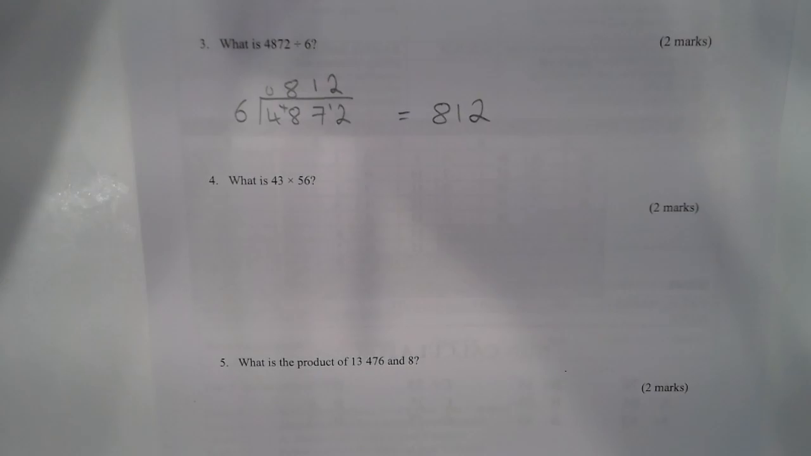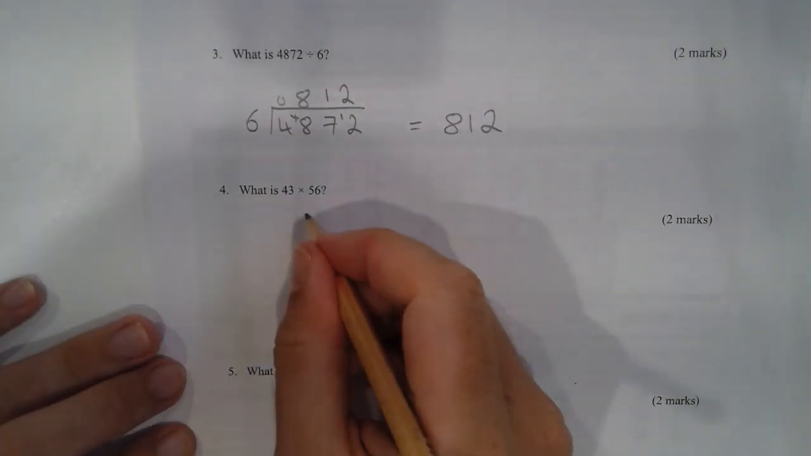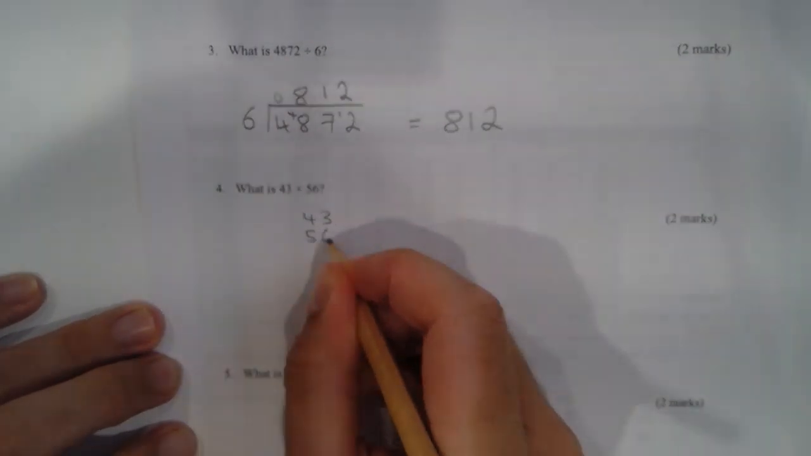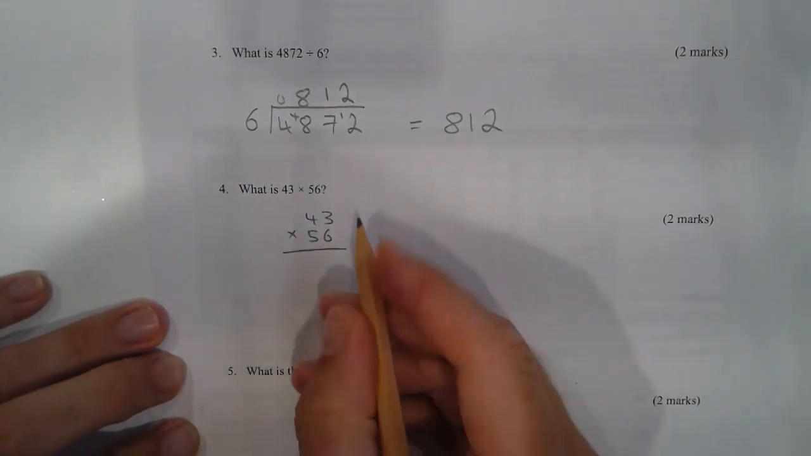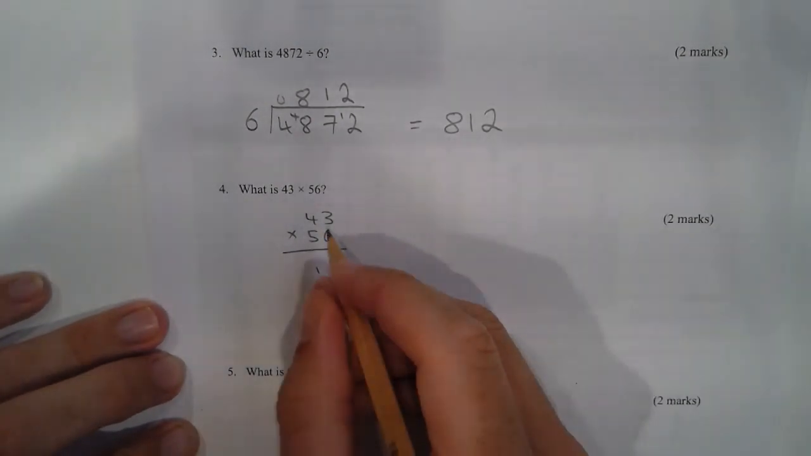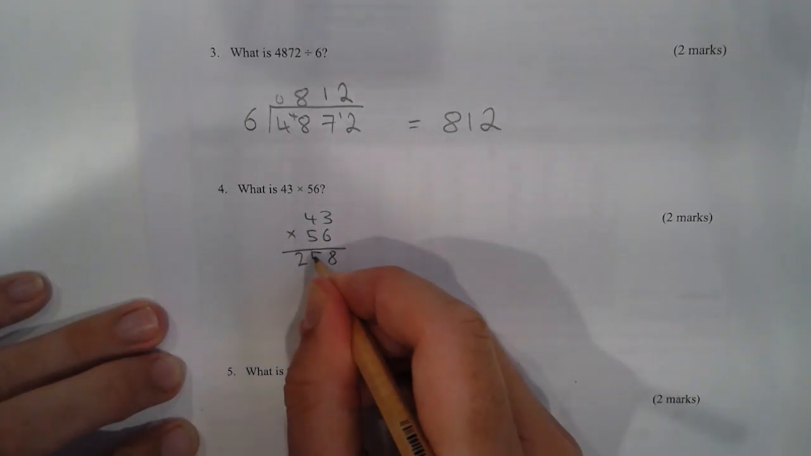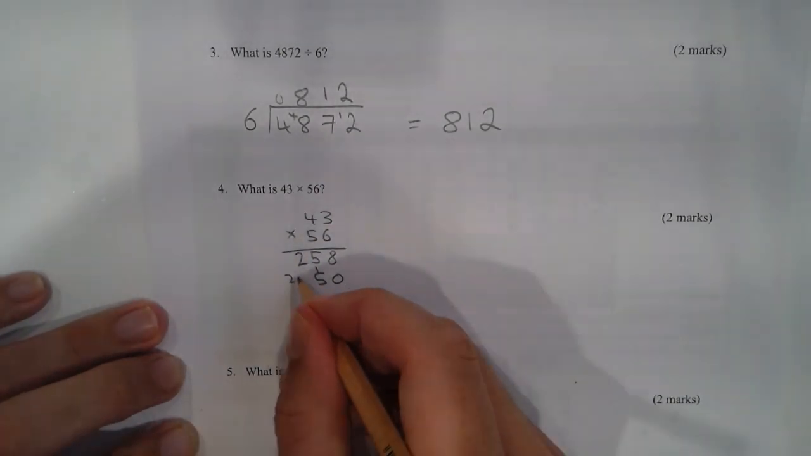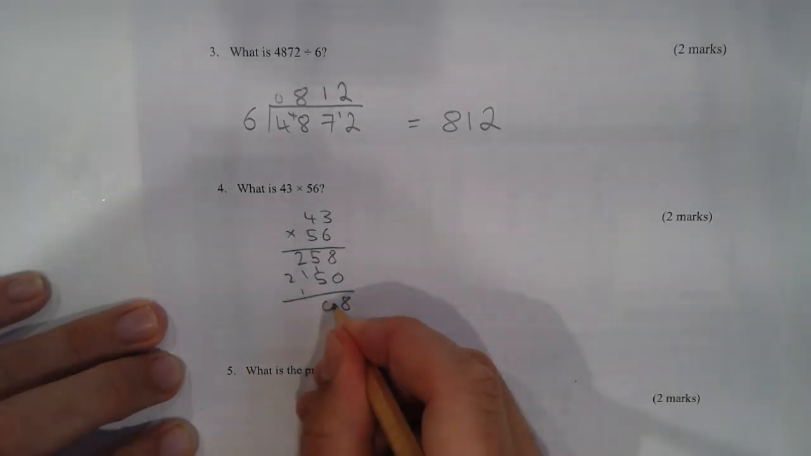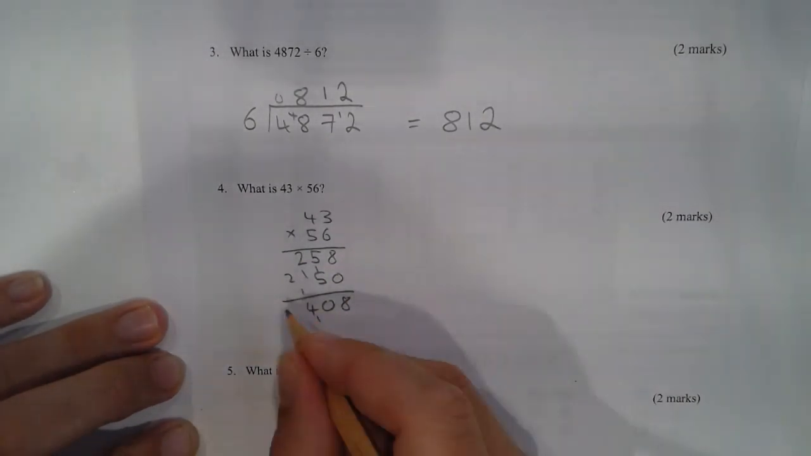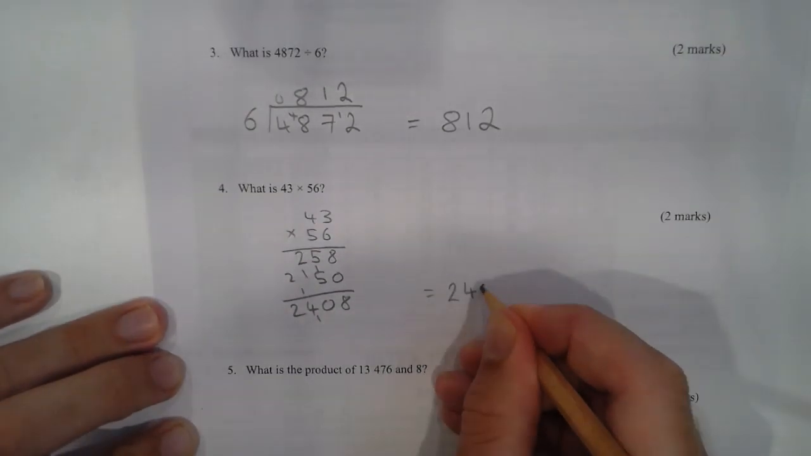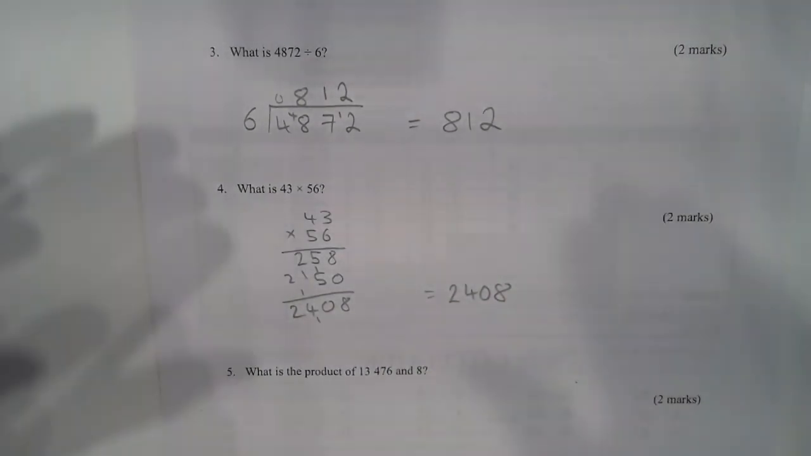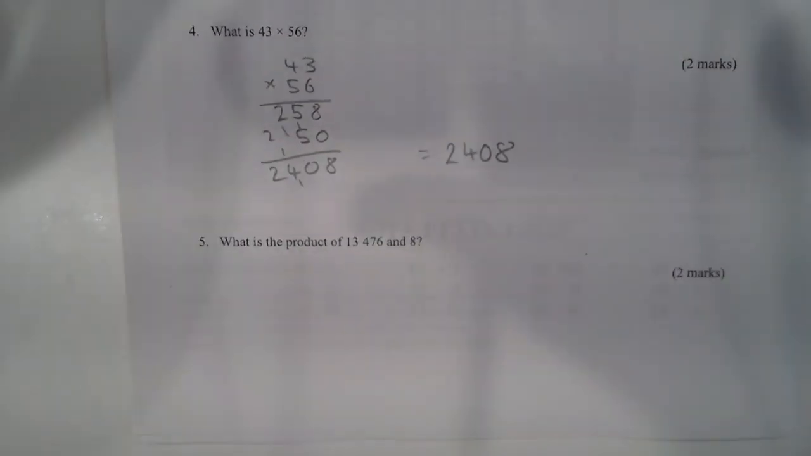Alright, question 4. 43 times 56, we set it out as our multiplication. 3 times 6 is 18, 4 times 6 is 24, now our tens. 3 times 5 is 15, 4 times 5 is 20, 5 plus 5 is 10, 2, 3, 4, and a 2, so our answer is 2,408.